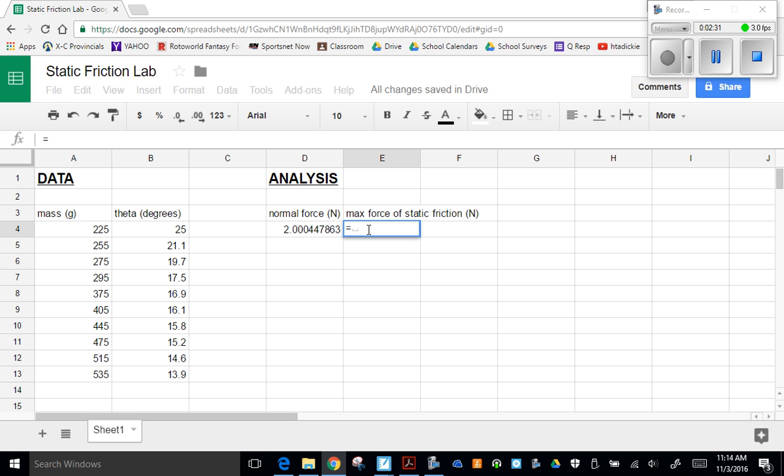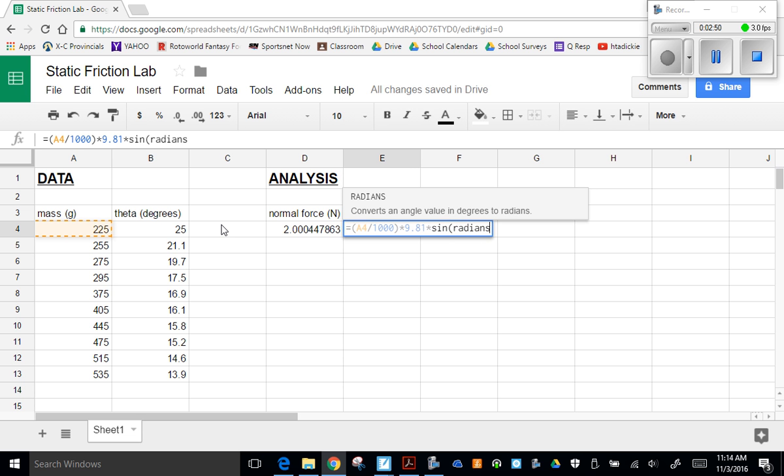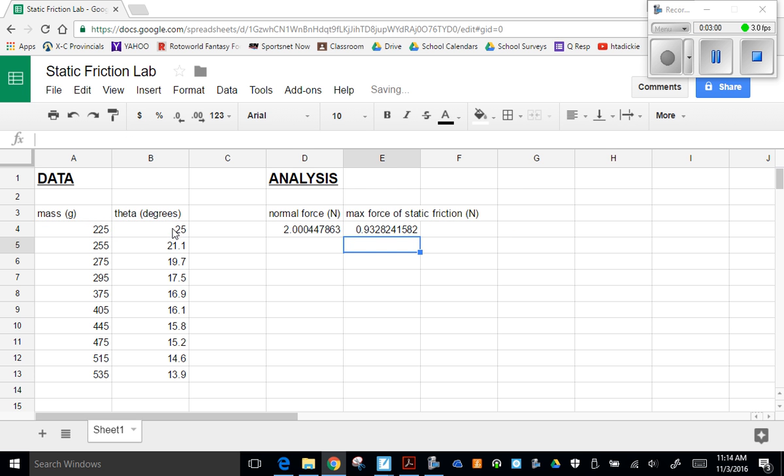Now I'm going to do essentially the same thing for max force of static friction, except this time it's going to be brackets cell A4 divided by 1,000, once again converting it to kilograms, multiply it by 9.81, there's my force of gravity. This time instead of cosine theta, it's sine. But again, it wants us to use radians, so we have to convert it. Let's type in the word radians, highlight the cell that I want to convert, end the bracket for radians, end the bracket for the sine function, press enter.